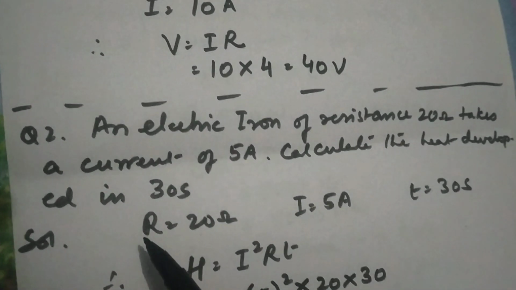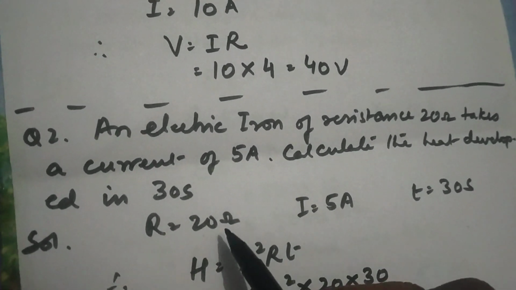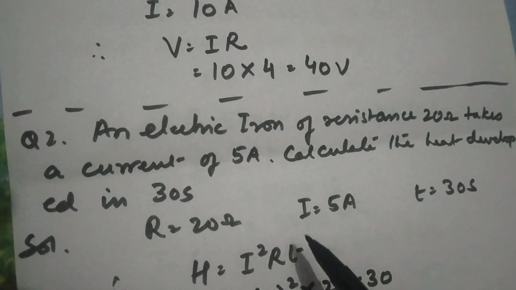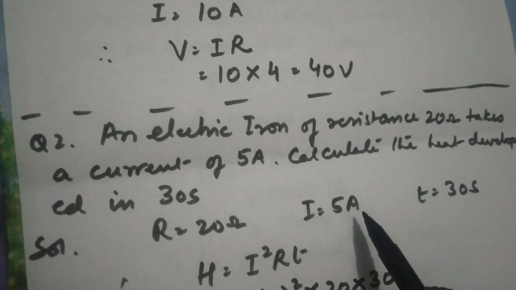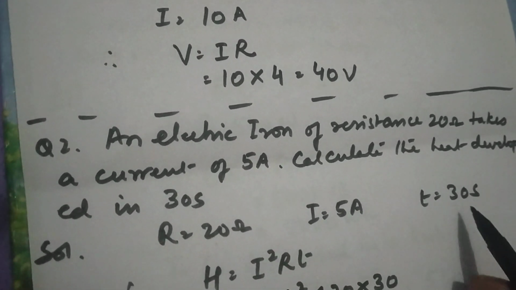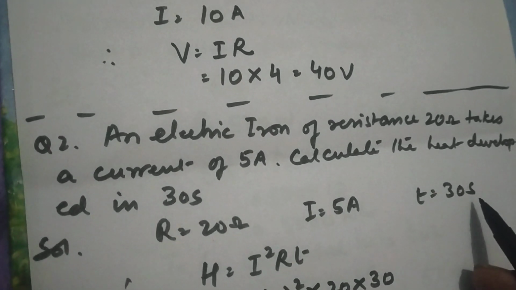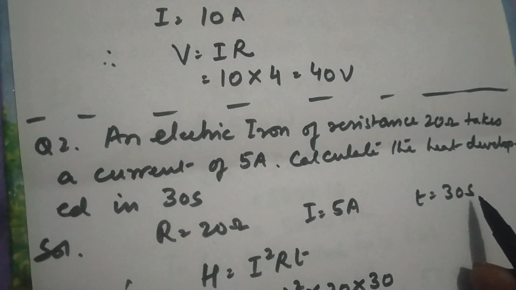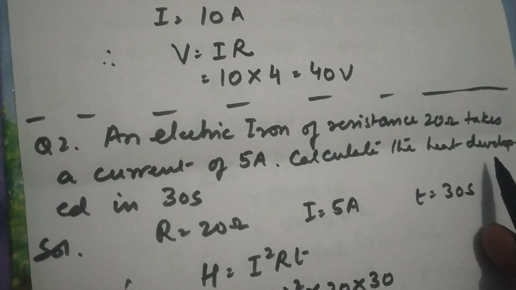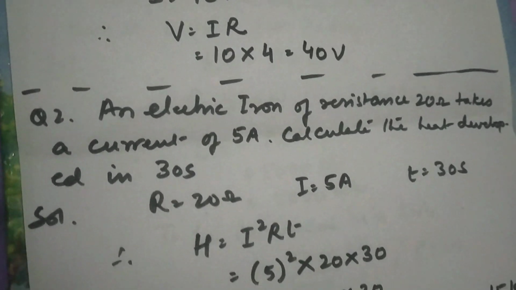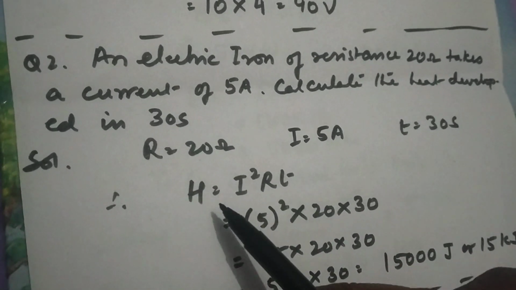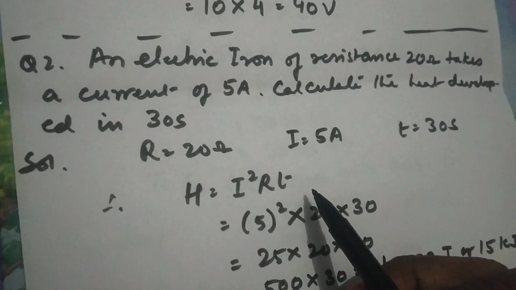So what did I tell you? Always write the known quantities. R is given, 20 ohm. What is I given? 5 ampere. What is the time given? 30 seconds. And what do we need to determine? Calculate the heat energy. So what formula will we be using? H is equal to I square RT.